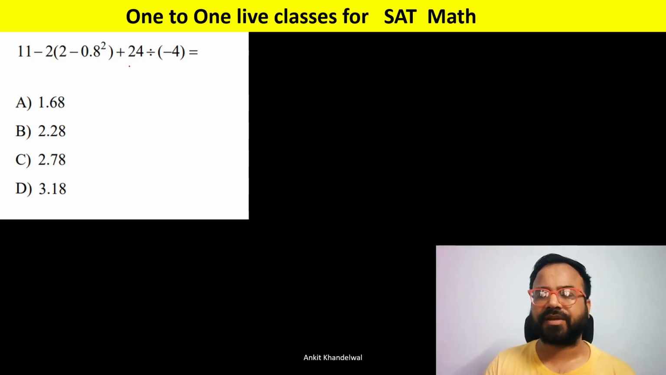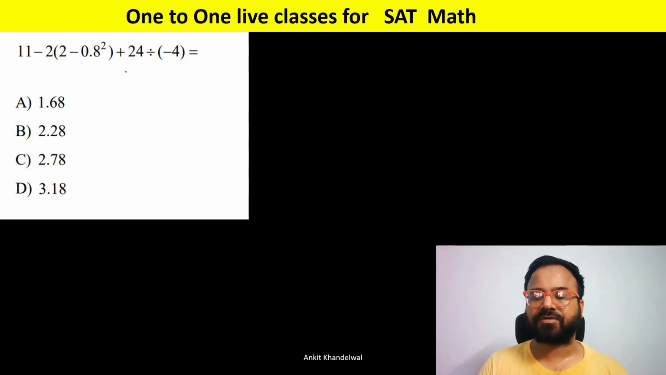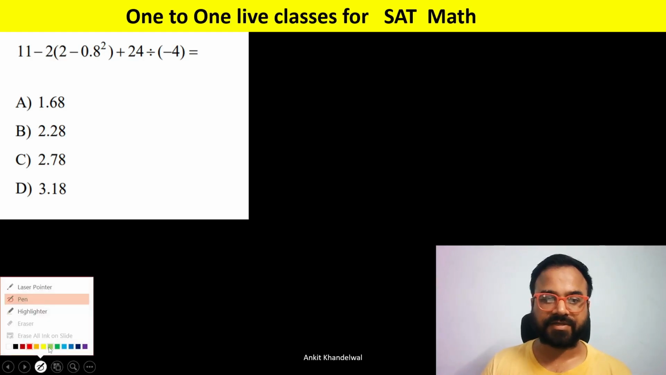Next is the simplification, order of operation question. Although now in the SAT you can solve these types of questions by putting them in the calculator, sometimes doing it manually saves a lot of time. In the calculator you have to put in each and everything, and sometimes you can solve it very quickly manually also. So let's solve this first.